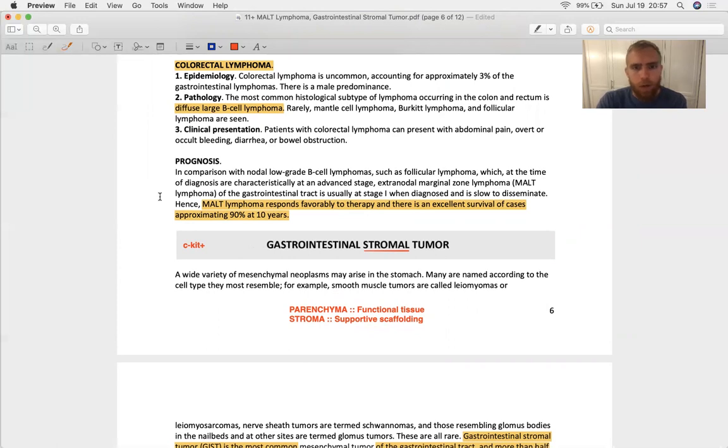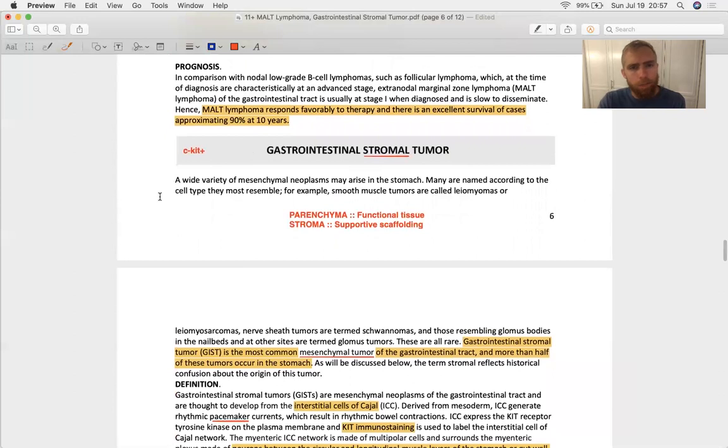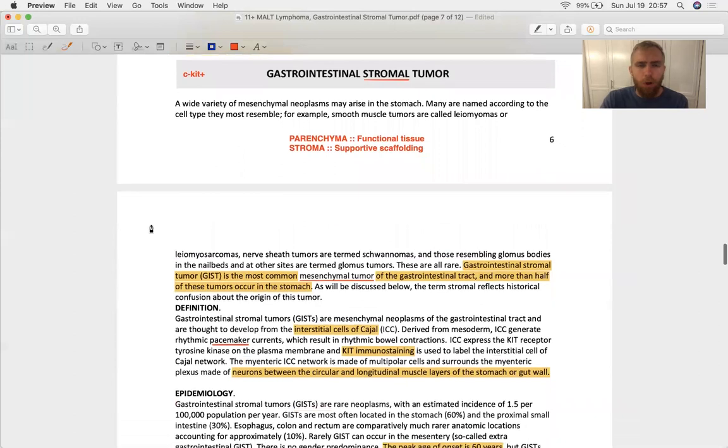Colorectal lymphoma, if you see it, will be a diffuse large B-cell lymphoma most commonly. And there's absolutely nothing here in this SDL about it, so I don't think you'll get asked about it. MALT lymphoma does respond favorably to therapy. Really good survival for it. So that's our MALT lymphomas. Remember the trisomy 3. Remember your translocations, 11;18, 1;14. And then remember the genes involved for the translocations too, I'd probably say. You never know.